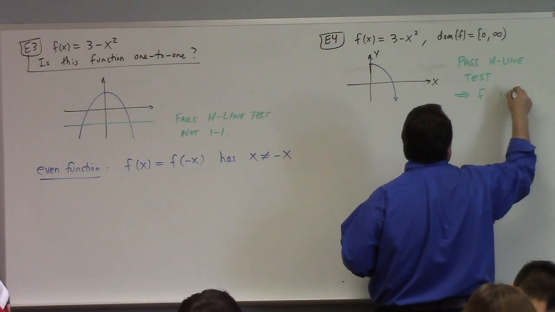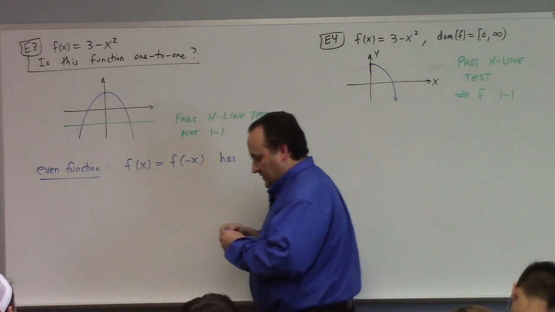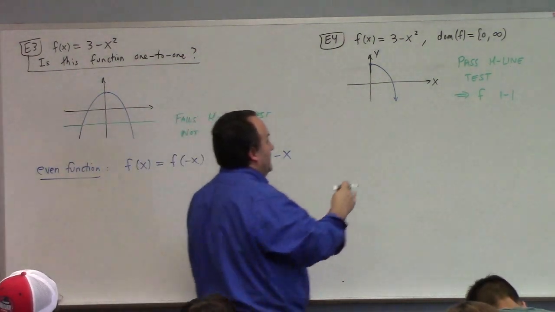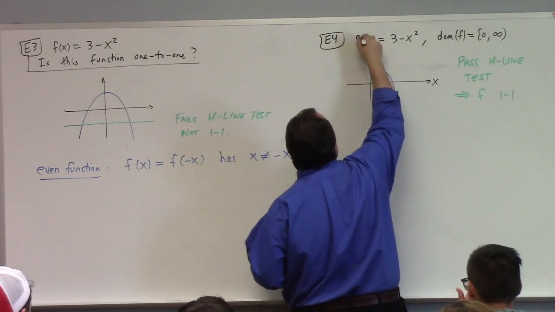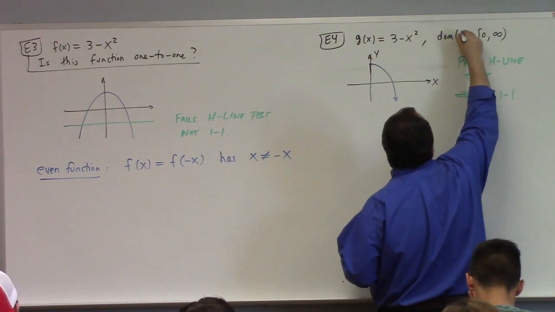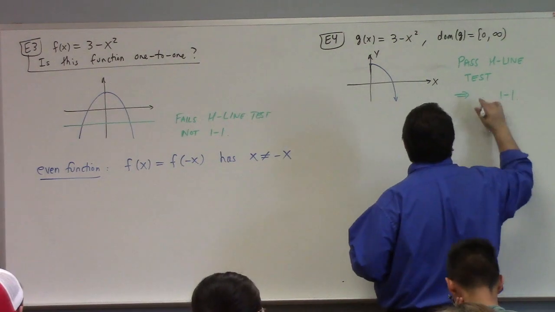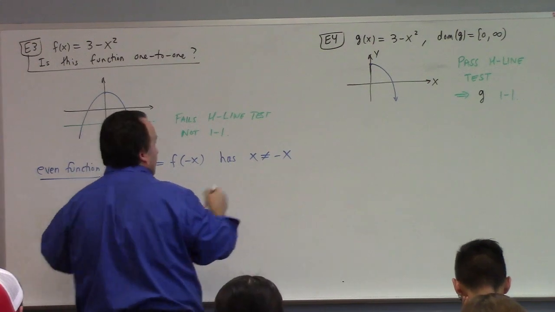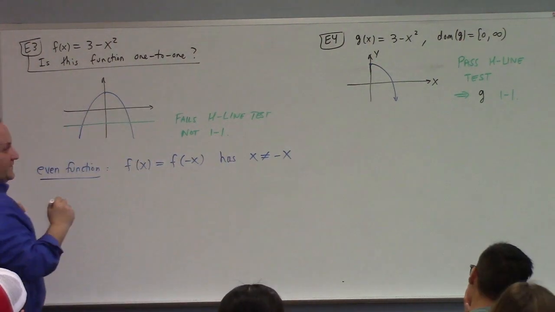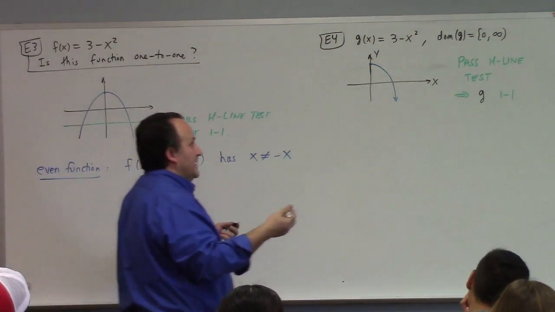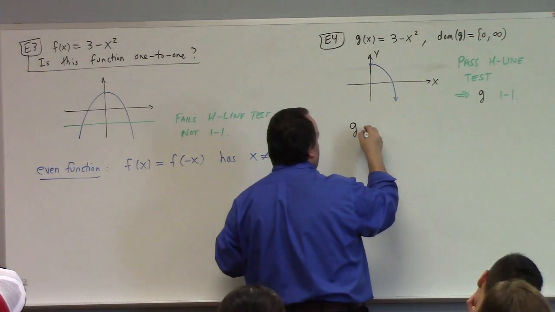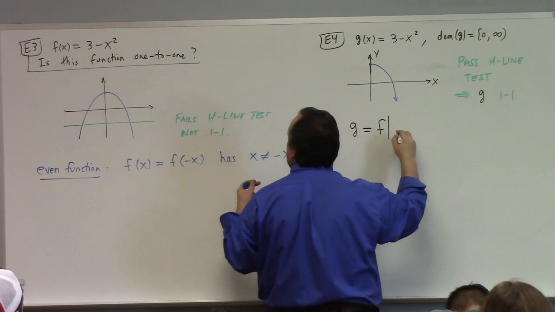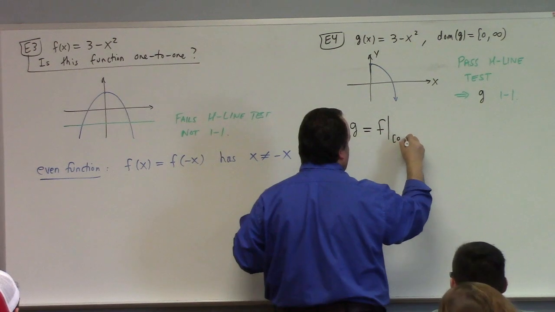f is one-to-one. Now, actually, let me not call this f. Let me call this one g, if you guys don't mind. And let me share with you something that I don't always share with college algebra, but it feels right to tell you guys today. The function in example 3 and the function in example 4, they're related. And there's a notation for this. g is equal to f restricted to 0 to infinity.